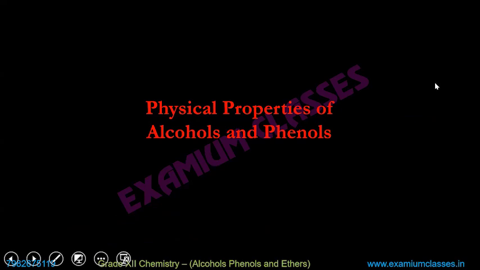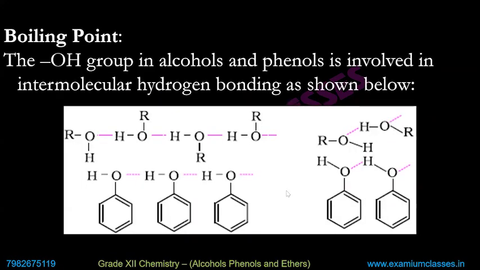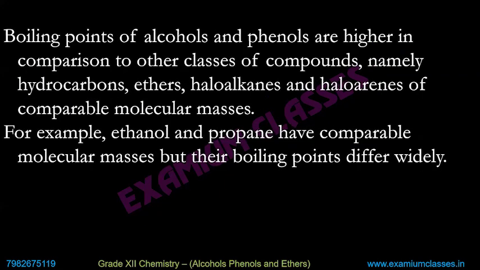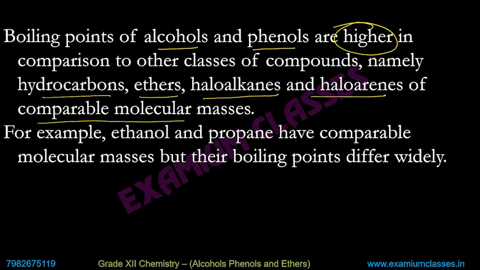Physical properties of alcohols and phenols. Boiling point. We know that OH group in alcohols and phenols is involved in intermolecular hydrogen bonding. And that's why the boiling points are comparatively higher. So boiling points of alcohols and phenols are higher in comparison to other classes of compounds with similar molecular mass. So for example, hydrocarbons, ethers, haloalkanes, haloarenes of comparable molecular masses will have less boiling point than alcohols and phenols. Alcohols and phenols will have higher.